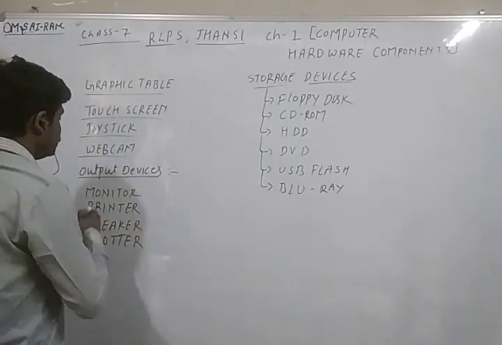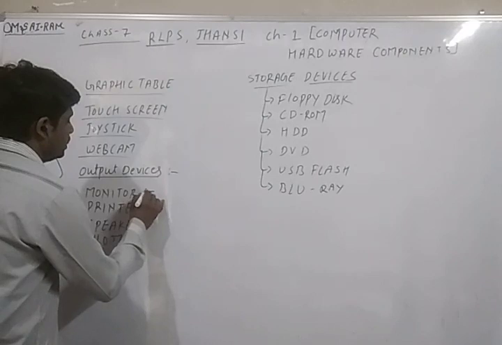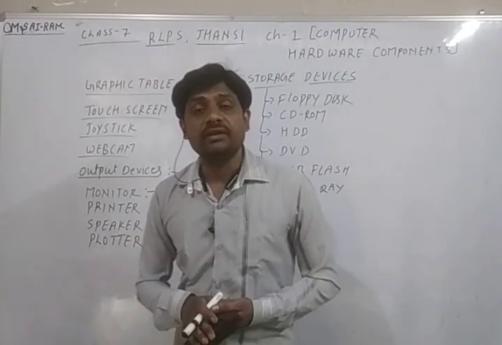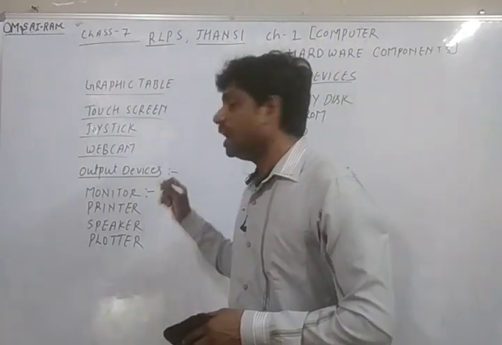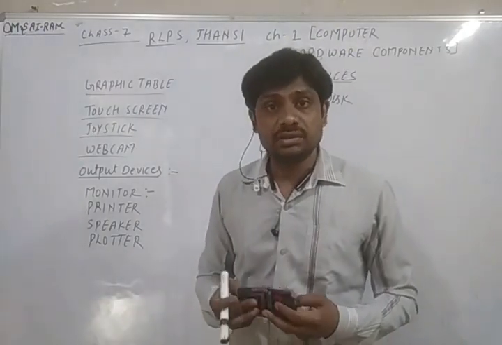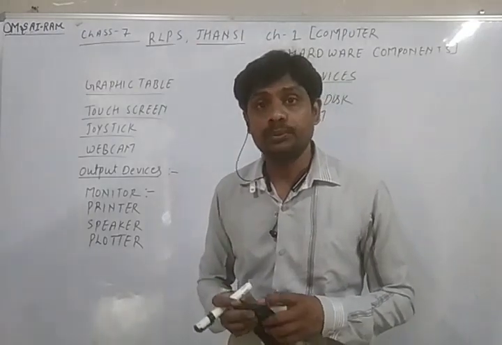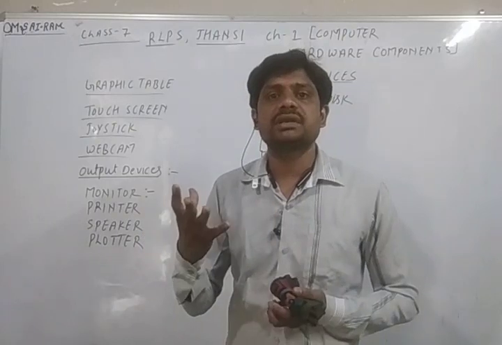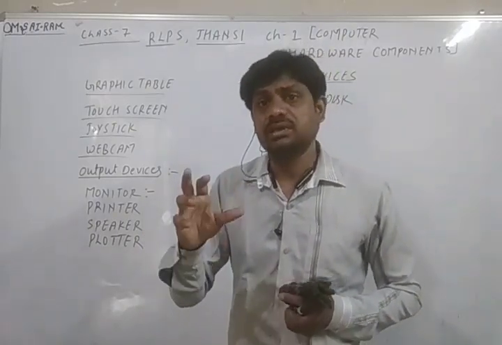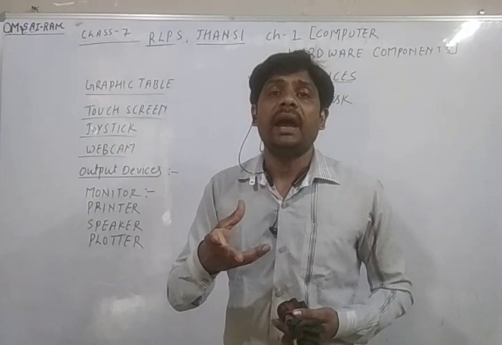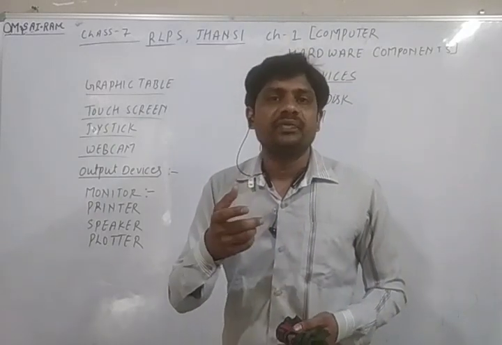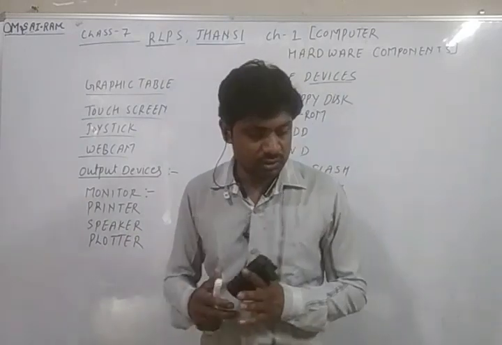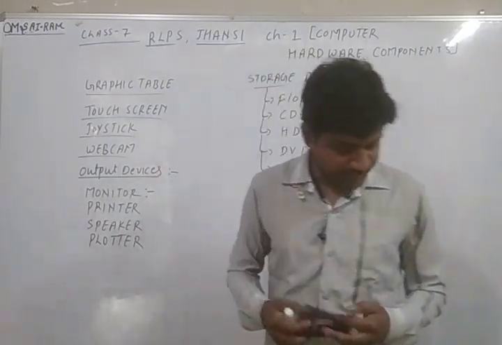Okay, now output devices. First one is the monitor. It is a very important part. Monitor is an output device and it is also a peripheral device. With the help of the monitor, we can show or display output. The monitor screen displays all the things, means processing, inputting, clicking, and painting. So many things are displayed with the help of the monitor. So it is also an output device.